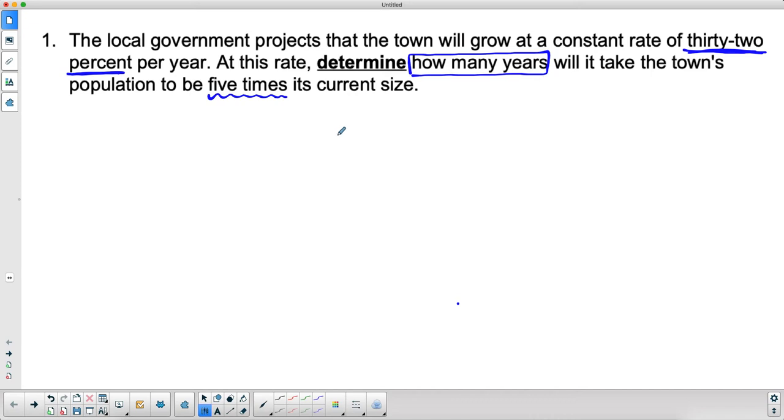This is an exponential growth problem, so we know that we want to use this formula, y equals ab to the x. And we just have to figure out what all these variables are in this context. So what we're doing is trying to figure out population. So instead of y, I'm going to use a P, so the population of the town. Now, A is its original population, and we weren't given any original population, so I can't put anything in for A. So I have to leave it as an A.